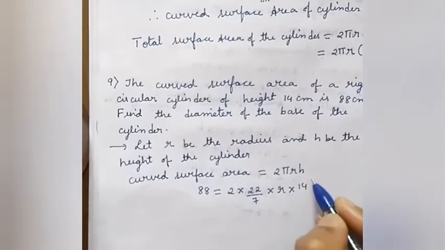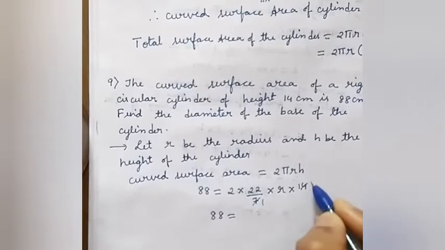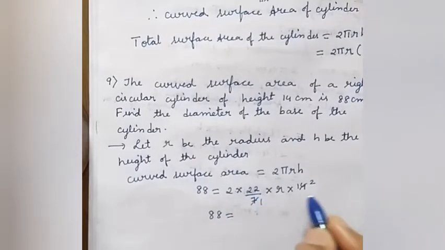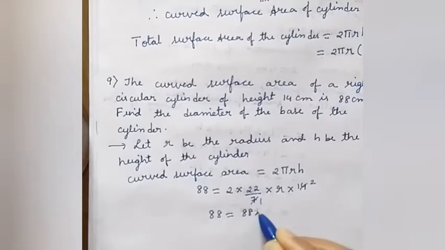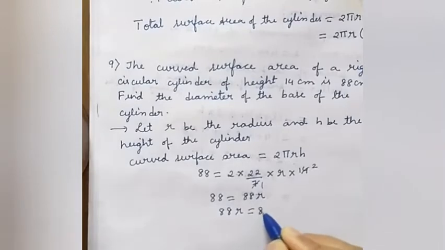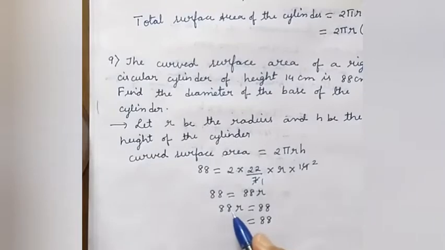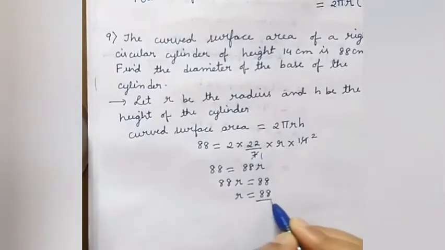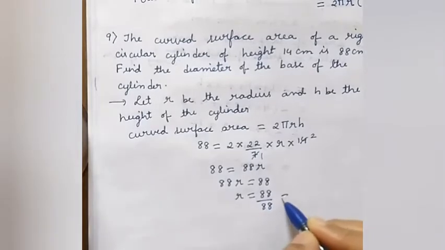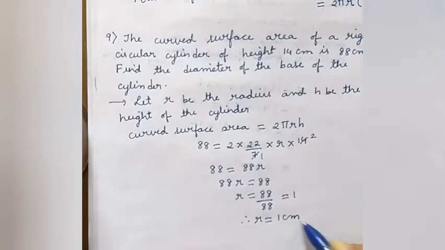So here 7 one time, 7 two times get cancelled. So 2 into 22 is 44. 44 into 2 is 88 r. So this can be written as 88 r is equal to 88. Since 88 is multiplication here, if we take it to the other side, it comes to the denominator. It becomes division. Now 88 divided by 88 is 1. Therefore r is equal to 1 centimeter.